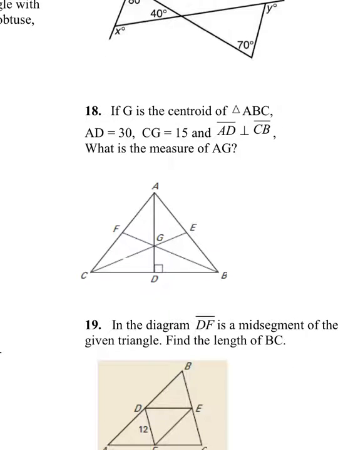All right, if G is a centroid of triangle ABC, AD is 30, CG is 15, and AD is perpendicular, crosses at 90 degrees. That's that right angle down here at D. It's AD perpendicular to CB. What is the measure of AG? Now, in all honesty, this information is kind of extra. The key pieces are centroid and AD is 30.